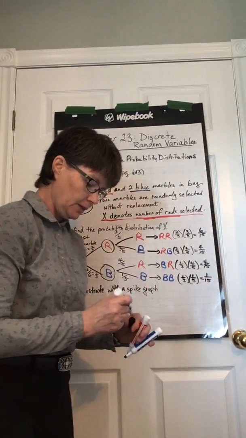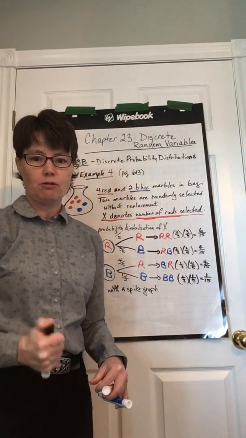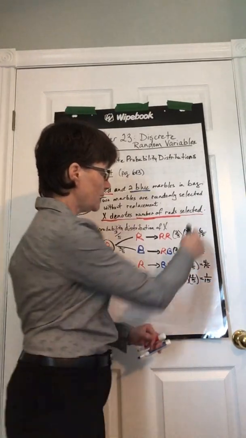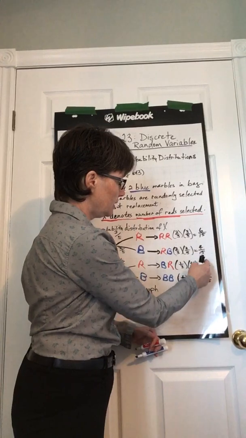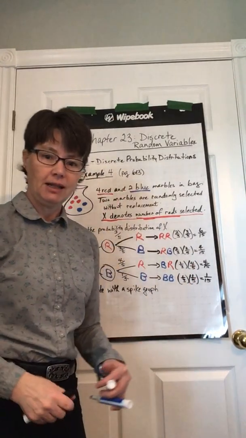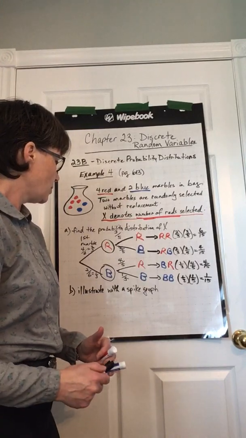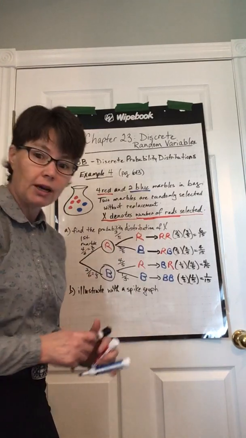Now remember, each of these probabilities must be between 0 and 1, and they all must add up to 1. So if we add them all up, 6 plus 4 is 10 out of 15, 14, 15 out of 15, that equals 1. So this is a good probability distribution. Find the probability distribution of X. Okay, we're not finished yet.